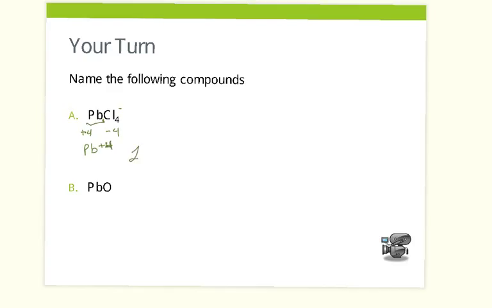So we write it as lead(IV) chloride. Okay, now for B, again, we identify that it's a lead cation, and it can form more than one type. So let's figure out its charge. Our oxygen is -2. That means that this must be +2. So it becomes lead(II) oxide this time.